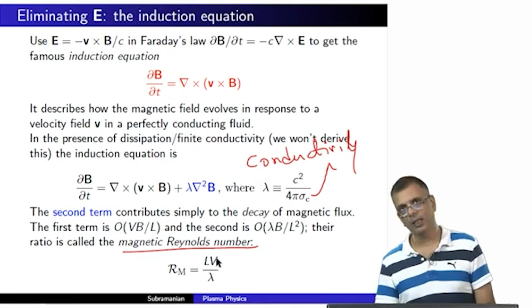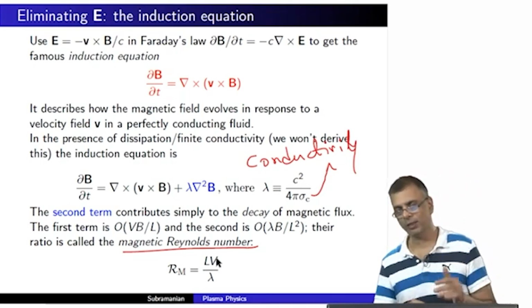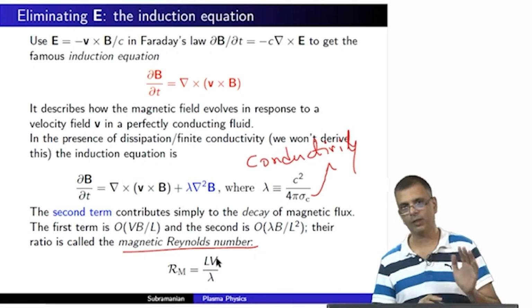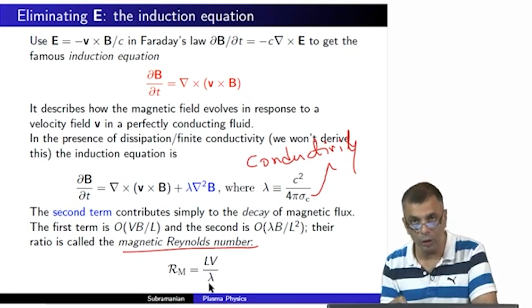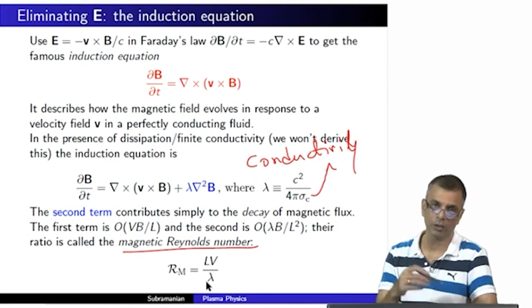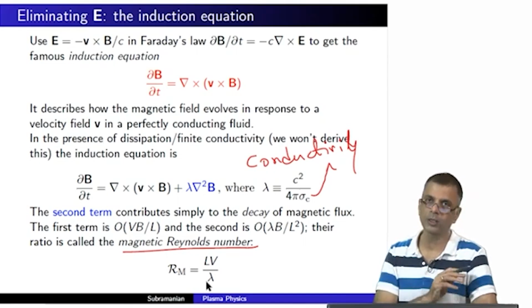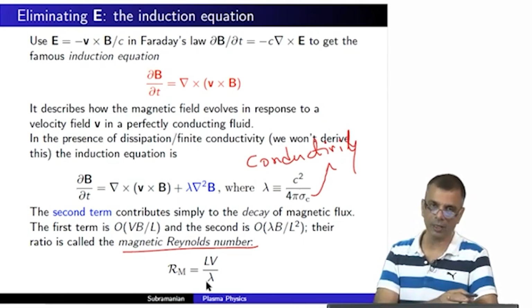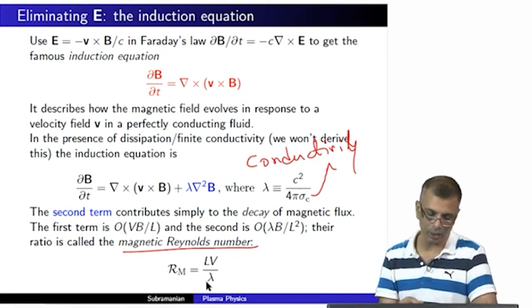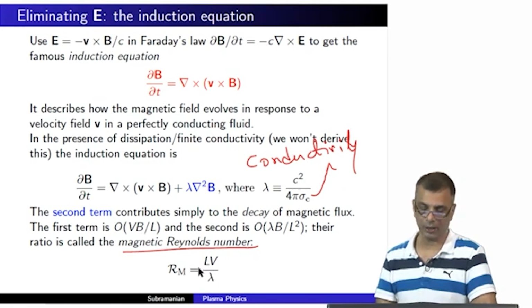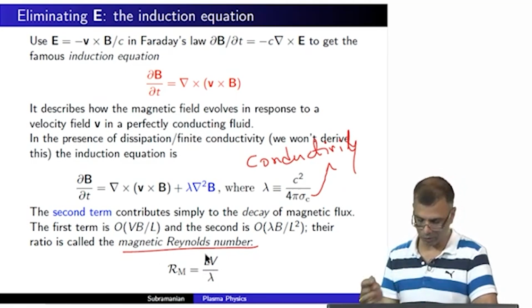It is somewhat like, you know, zero viscosity, where the fluid Reynolds number went to infinity. You remember that, right? The fluid Reynolds number was LV over nu, where nu was the coefficient of viscosity. If the fluid was inviscid, then the fluid Reynolds number went to infinity. Here, if the fluid is infinitely conducting, then the magnetic Reynolds number goes to infinity.